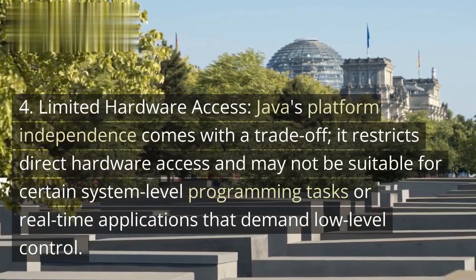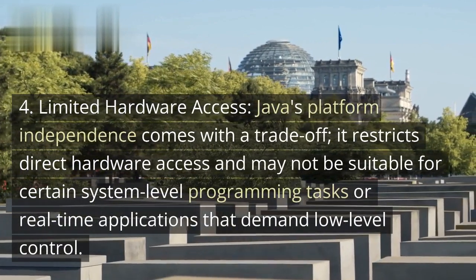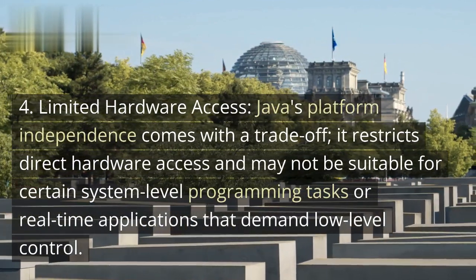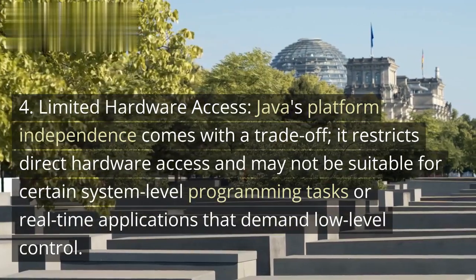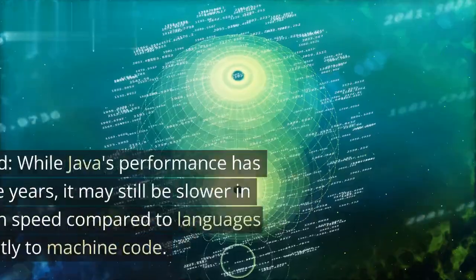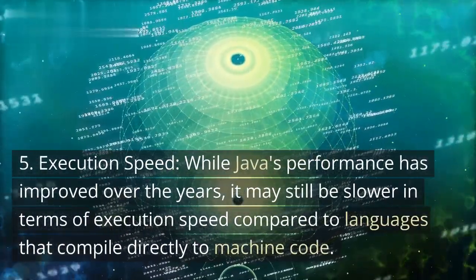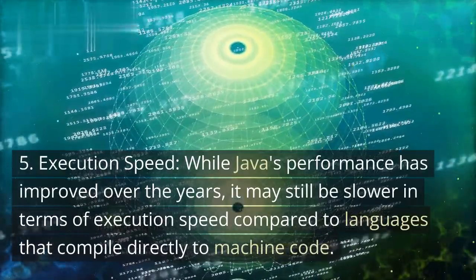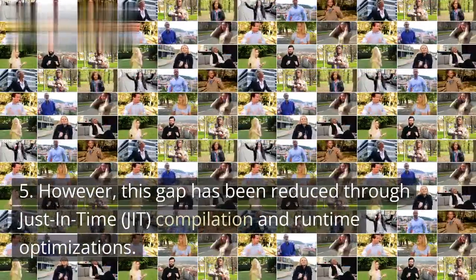4. Limited hardware access. Java's platform independence comes with a trade-off. It restricts direct hardware access and may not be suitable for certain system-level programming tasks or real-time applications that demand low-level control. 5. Execution speed. While Java's performance has improved over the years, it may still be slower in terms of execution speed compared to languages that compile directly to machine code. However, this gap has been reduced through just-in-time (JIT) compilation and runtime optimizations.